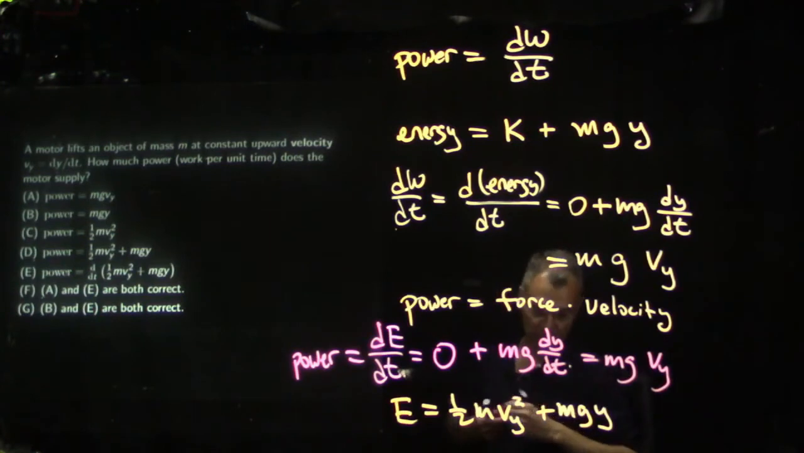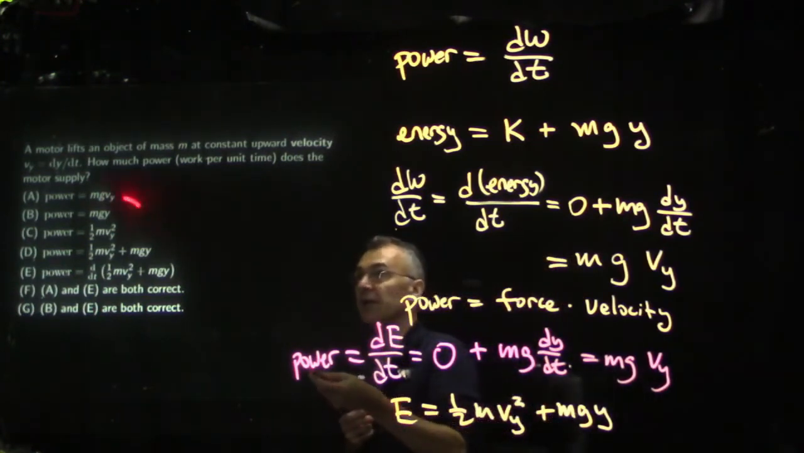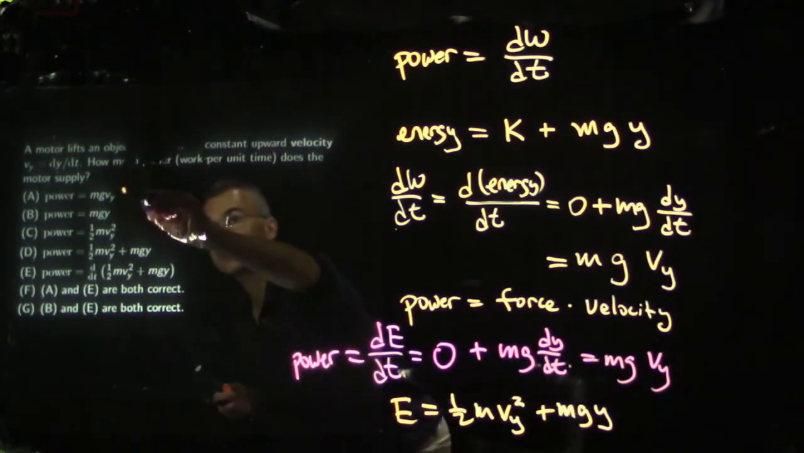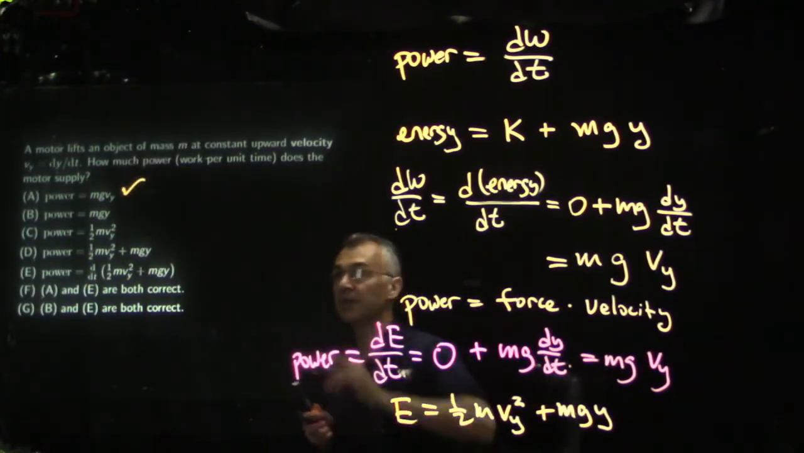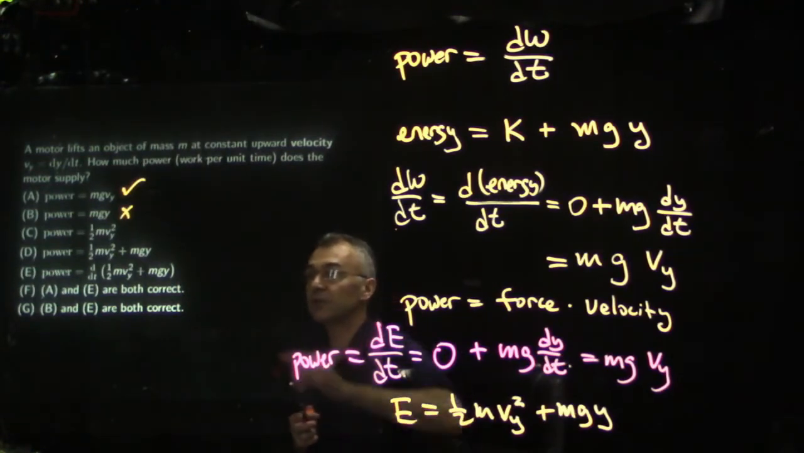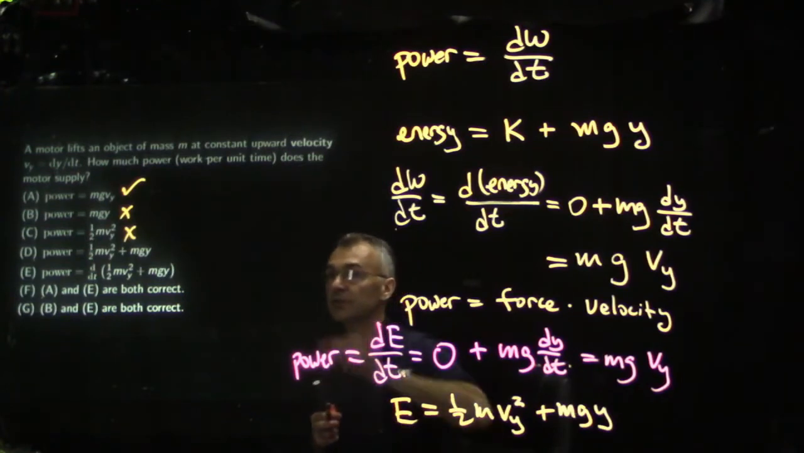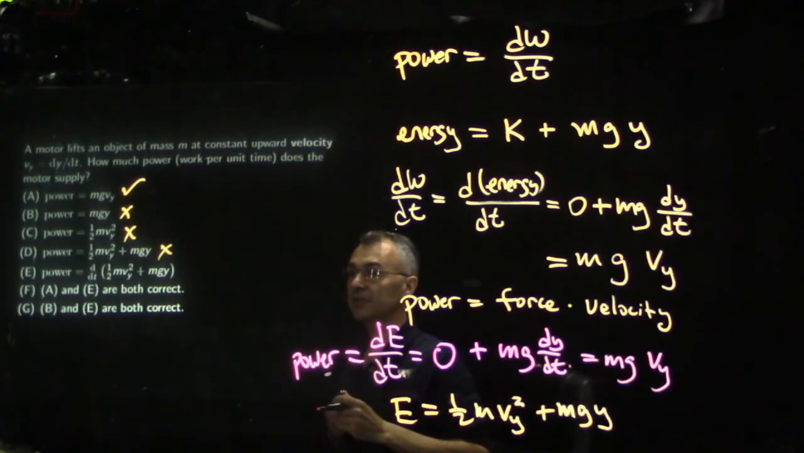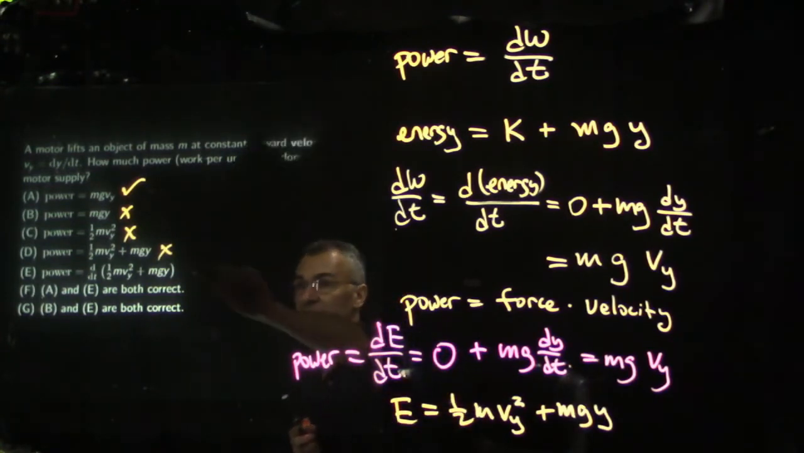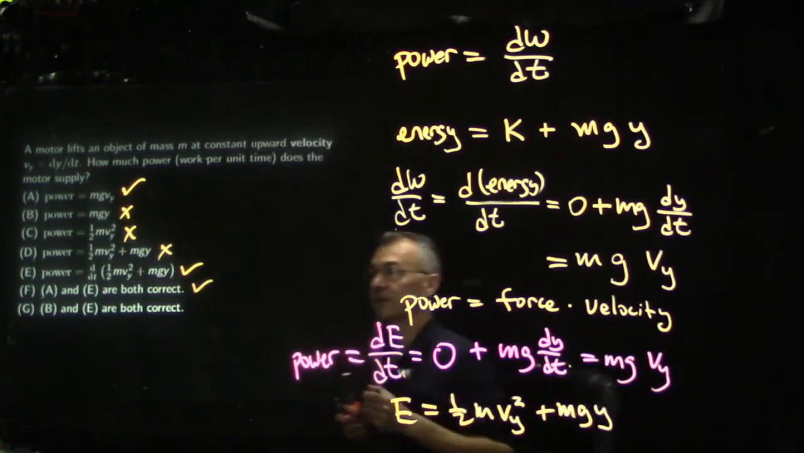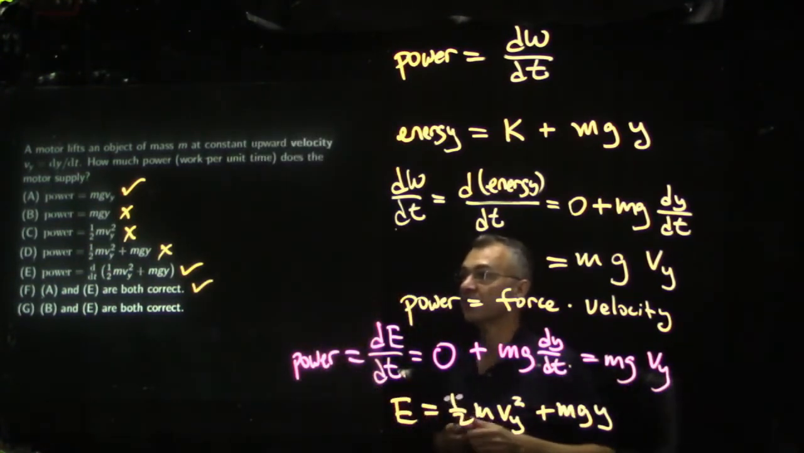Let's see what our options were over here. So power is mg times velocity in the y direction. I like that. Power is mgy, I don't like that. Power is 1/2 mvy squared, I don't like that. No, I don't like that. Power is the rate of change of the kinetic energy plus the gravitational potential energy. I like that. So I think A and E, alpha and echo, are both correct.